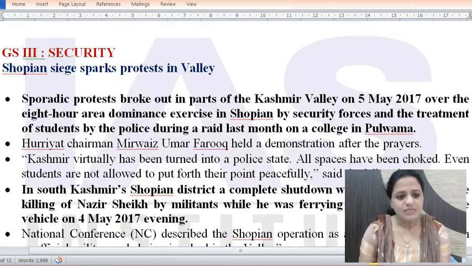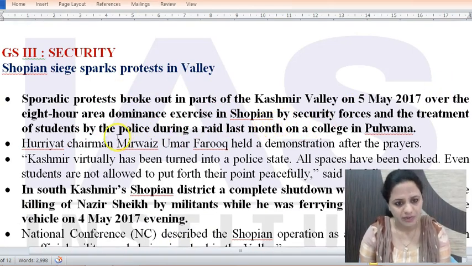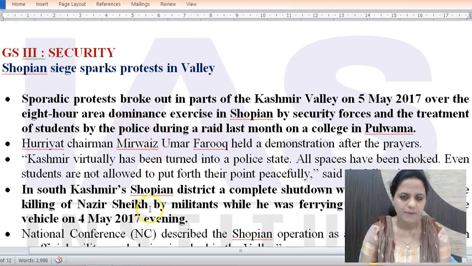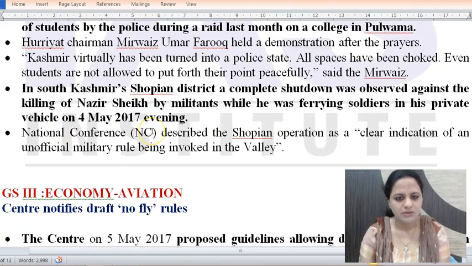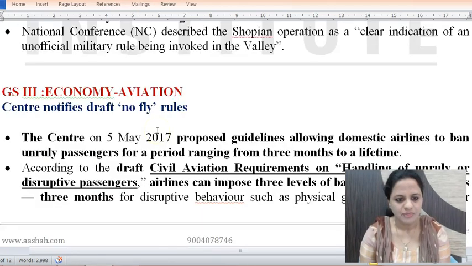Then the next news is Shopian siege sparks protests in Valley. This is regarding the incident in the Shopian region in South Kashmir. The security forces have conducted an 8-hour dominance exercise which has further antagonized the population and the students here. The incident took place after Nazir Sheikh was killed by militants while he was ferrying soldiers in his private vehicle. So this is again the situation deteriorating in Kashmir Valley.